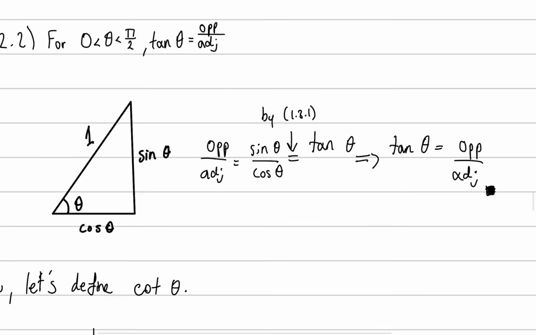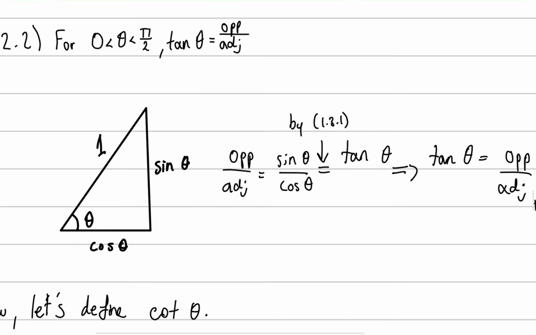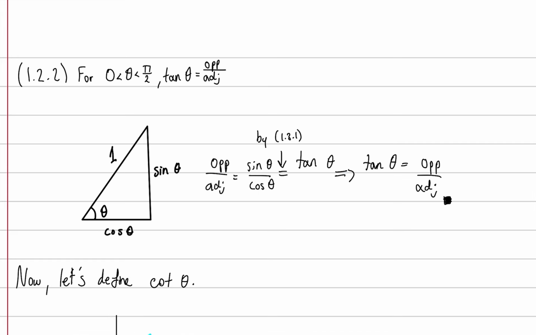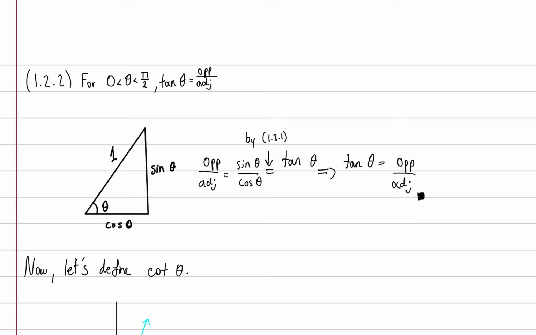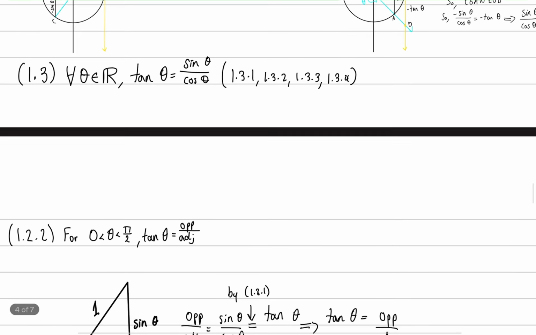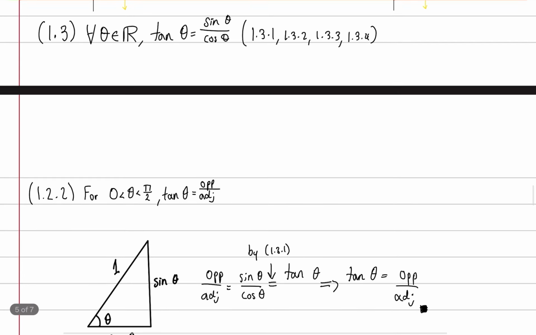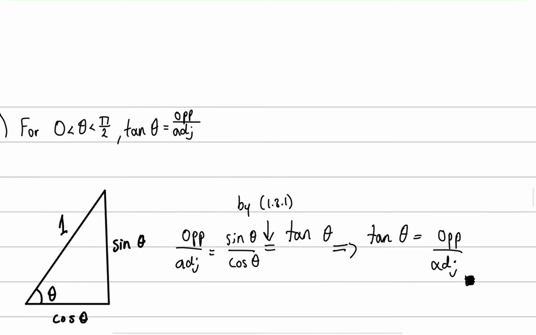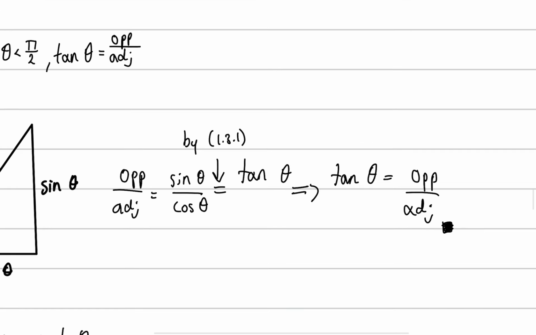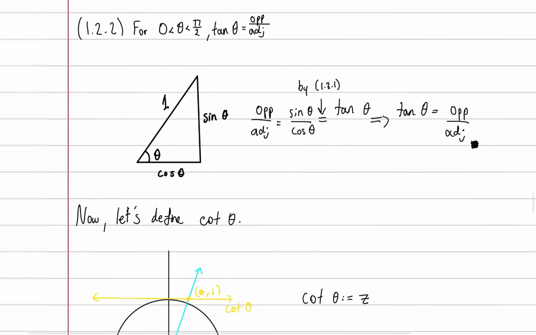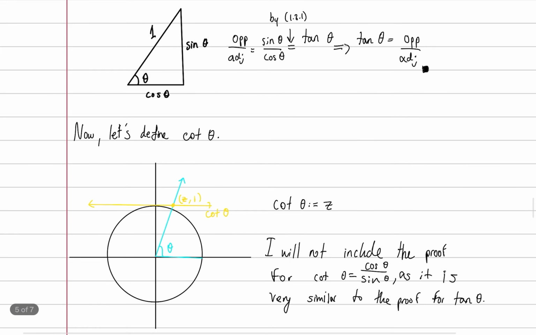So this is our triangle, and we have hypotenuse of 1, legs of sine and cosine, and angle theta. What is opposite over adjacent? Well, it's sine over cosine, and by 1.3, which is the more general case (in fact 1.3.1 works too), we have that tangent is sine over cosine, so tangent is opposite over adjacent. You see how we're using it now?